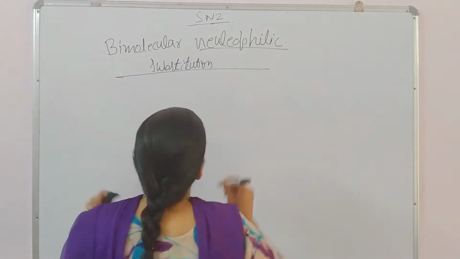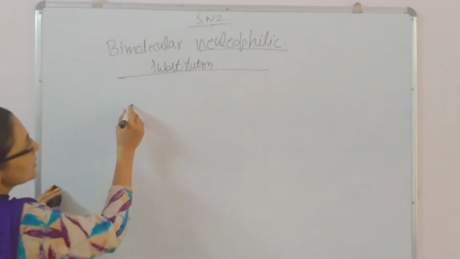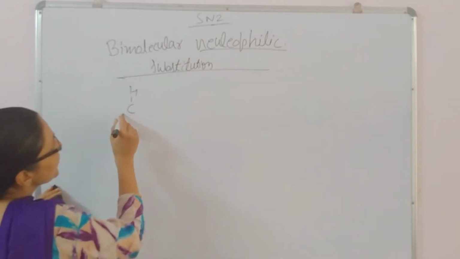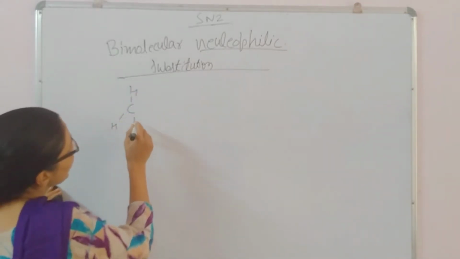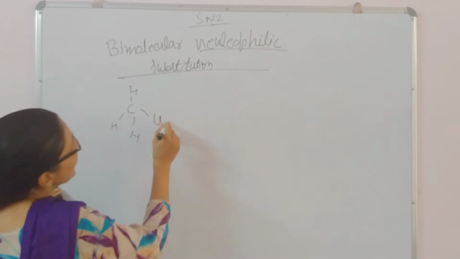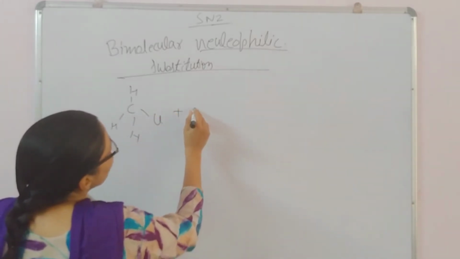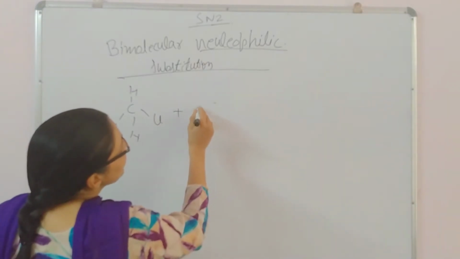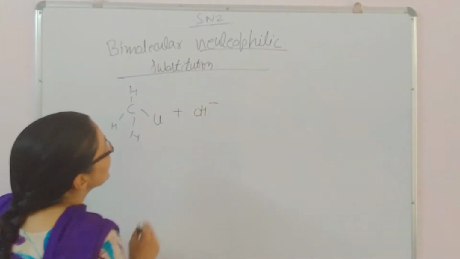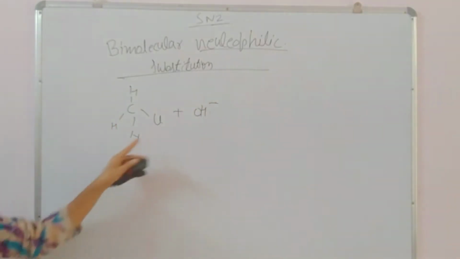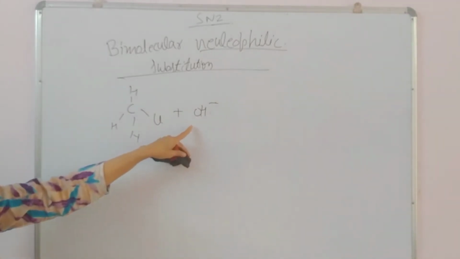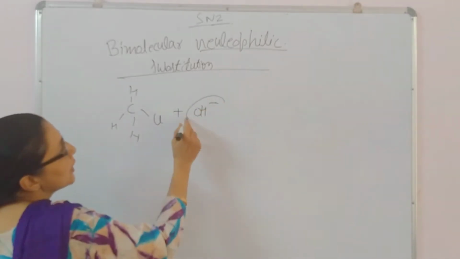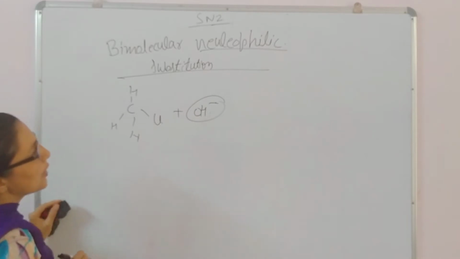Okay, for this purpose, suppose I am taking one compound like CH3Cl. Now, the nucleophile will attack. For example, I am taking the nucleophile OH minus ion. Aqueous KOH is here, so OH minus ion. This OH minus ion will attack over this compound.